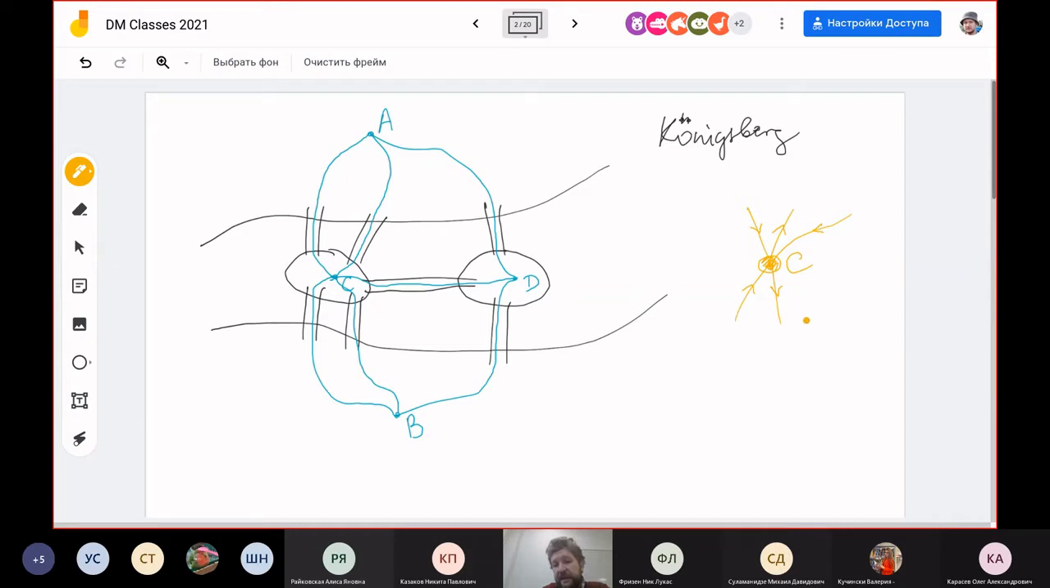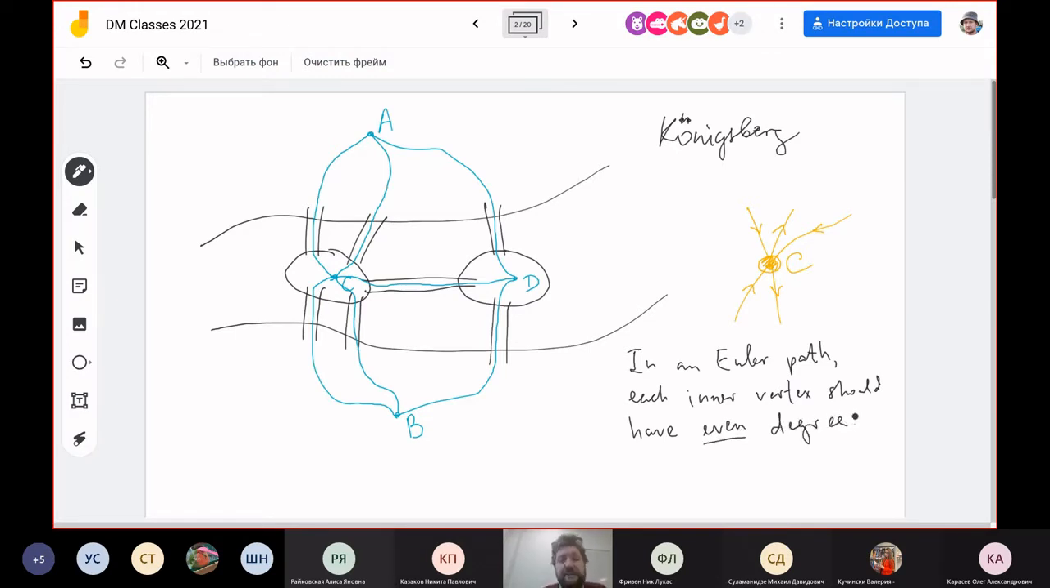So therefore, we can say it like that, that in an Euler path, each inner vertex should have even degree. And this is exactly violated here, because here all vertices are odd. So one of them could be the starting point, another one could be the ending point, but in the middle you will have also odd vertices, which will lead you to contradiction.